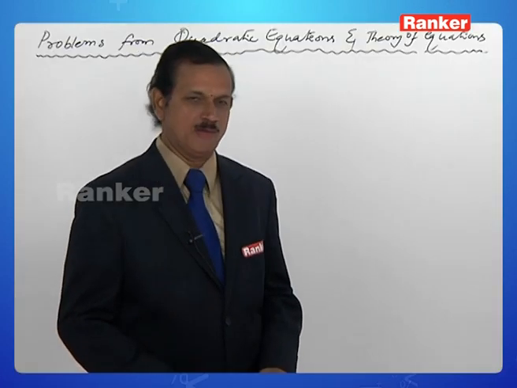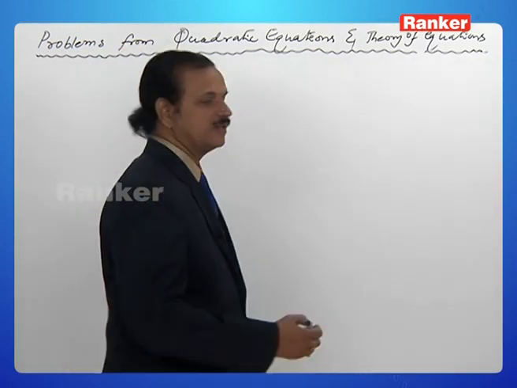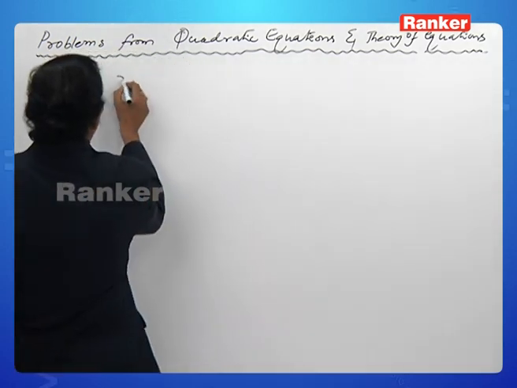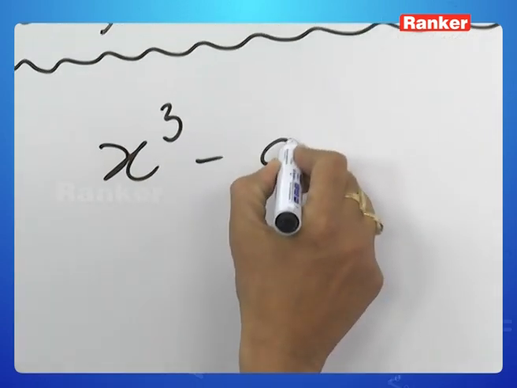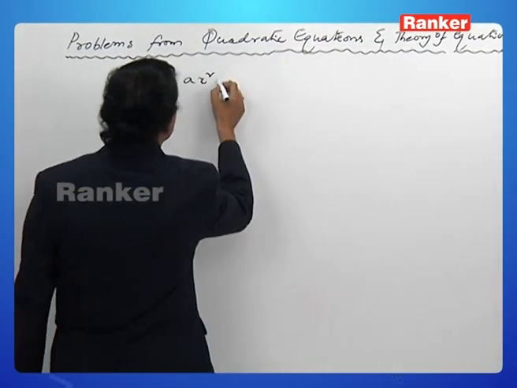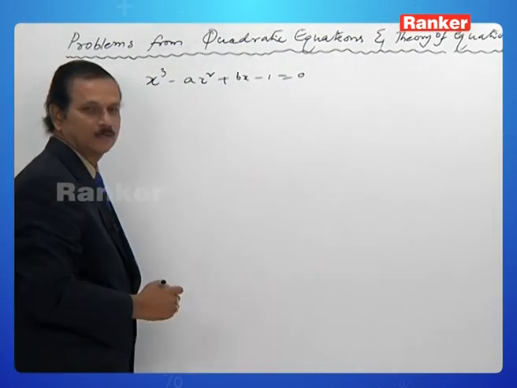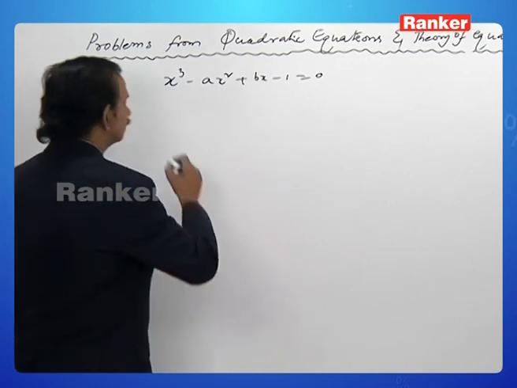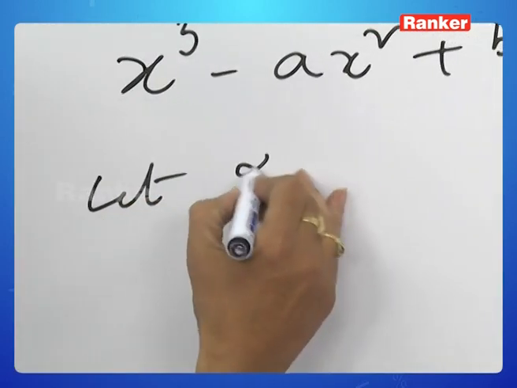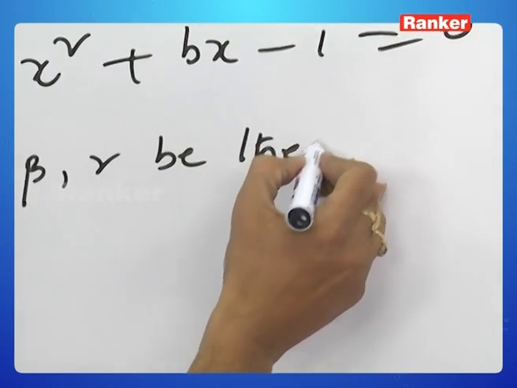Let us check the options. Let us observe the given equation. What is the given equation? x cube minus ax square plus bx minus 1 is equal to 0. It is a cubic. Let alpha, beta, gamma be the roots.